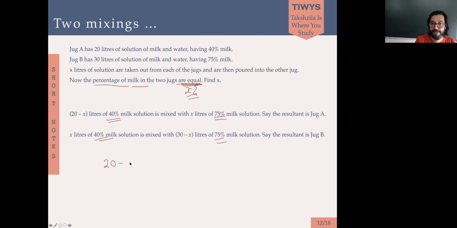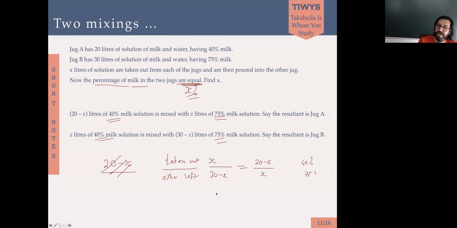This is an amazing shortcut, students. So listen, I'm going to take it out this way. Taken out is X, which is mixed with the other leftover. What is the other leftover? 30 minus X. And what do you take out from the 40% one? It is going to be 20 minus X. And what is the other one? X. So this is the 40% mixture, this is the 75%. So these two are equal.